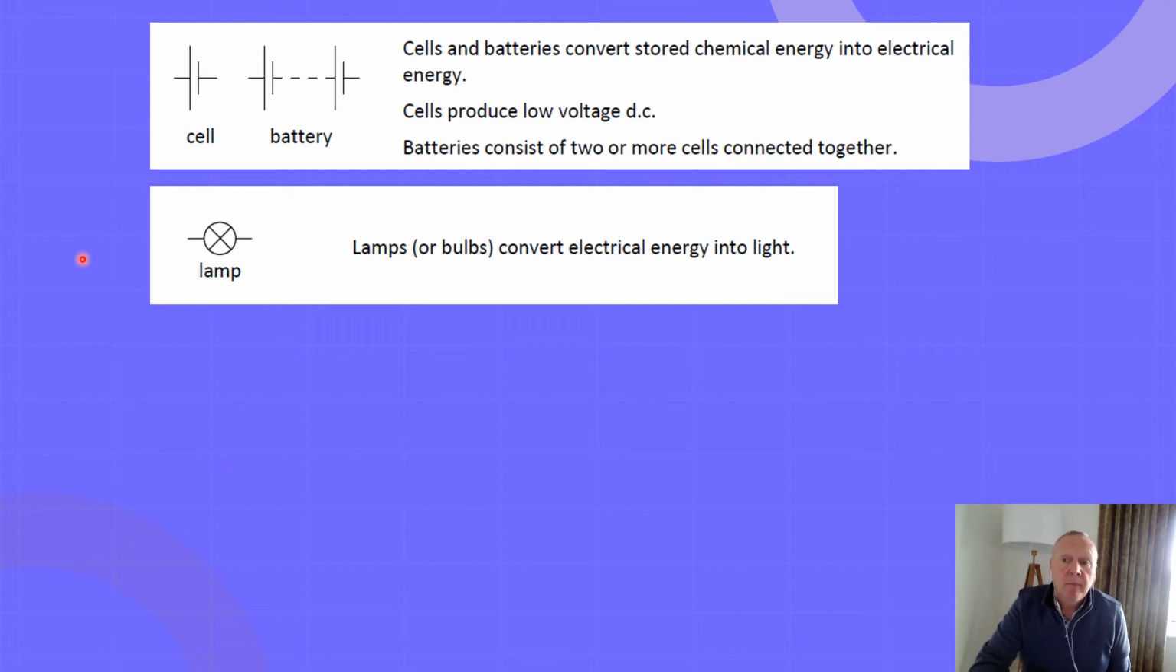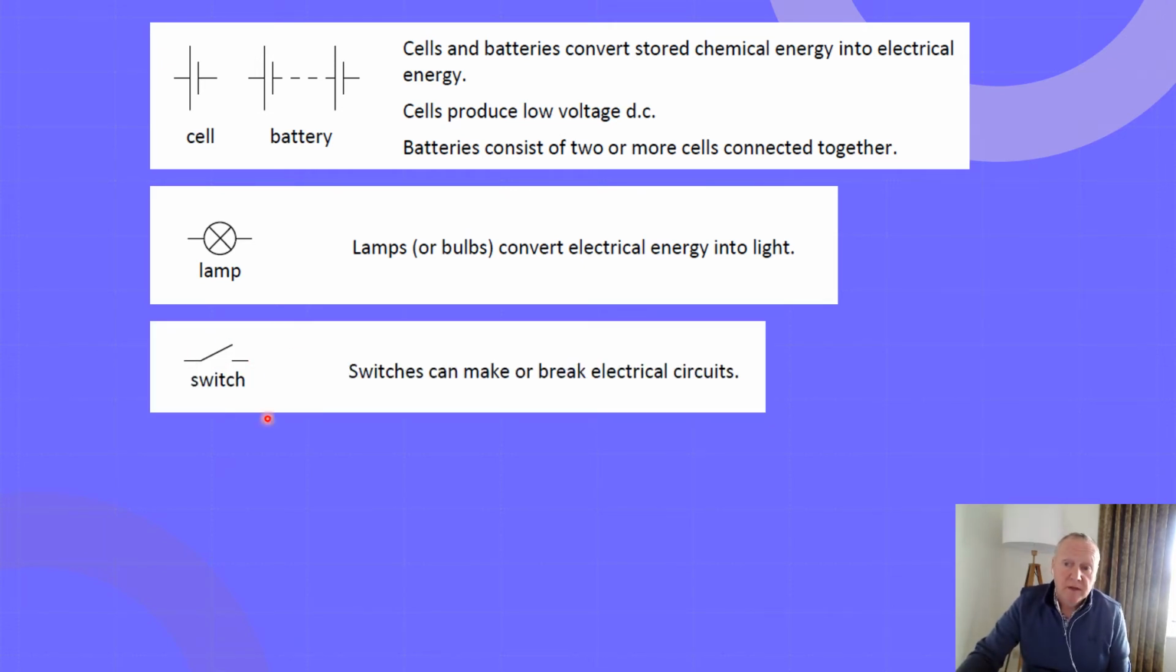So lamps are not very efficient from the point of view of converting electrical energy into light, because usually they produce a lot of heat, and it's because they glow white hot that they produce light. But lamps are not very efficient.